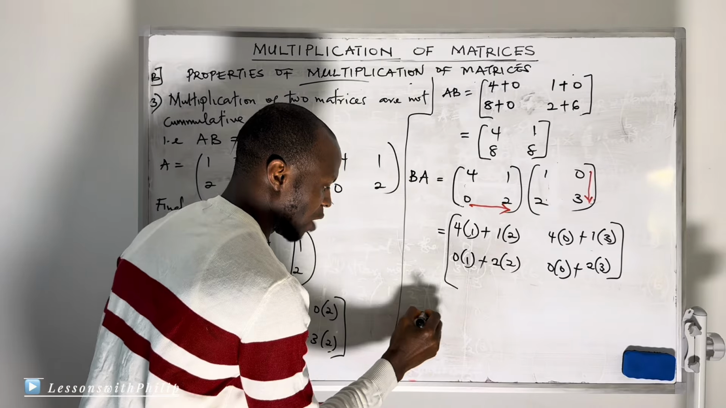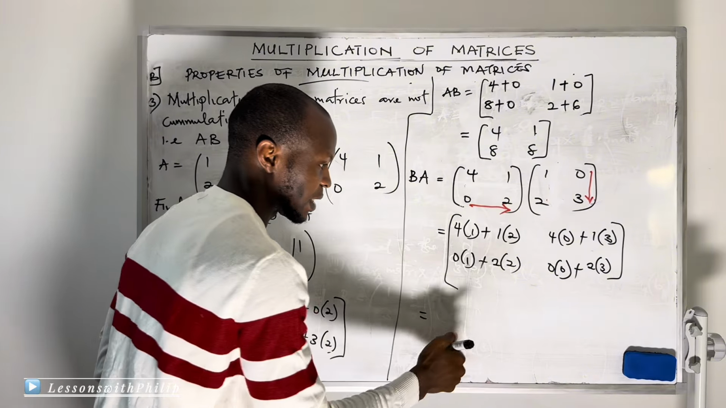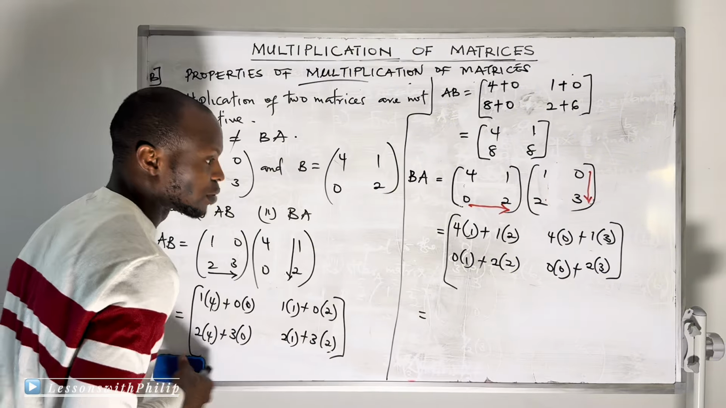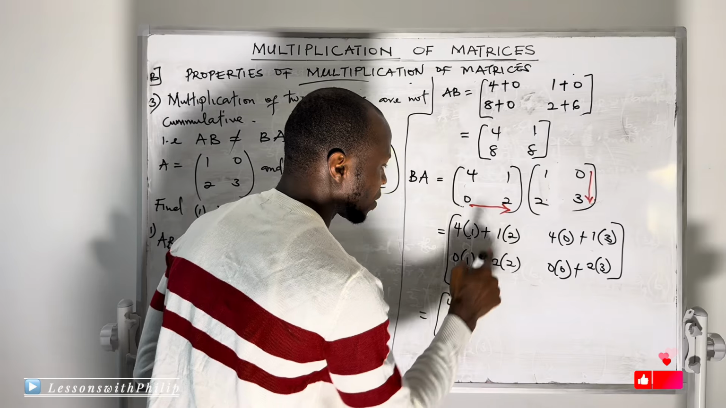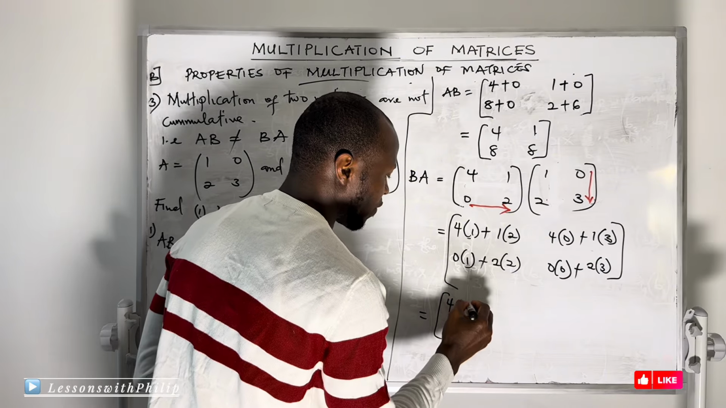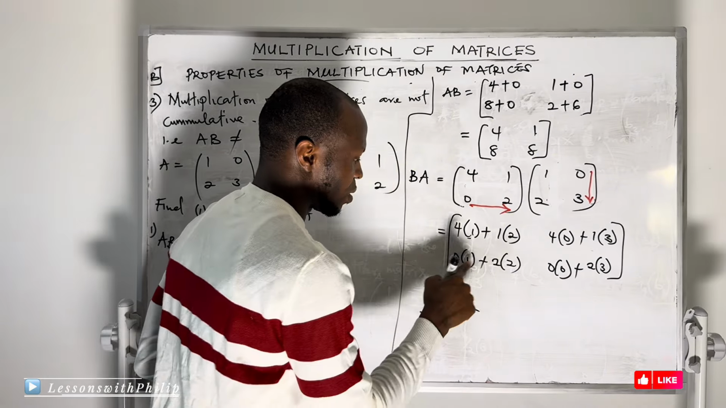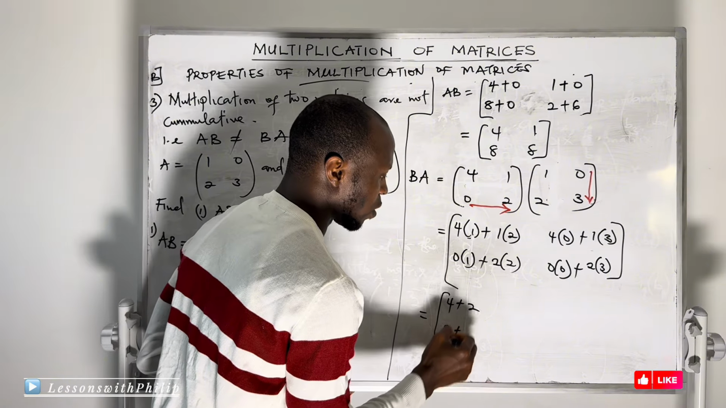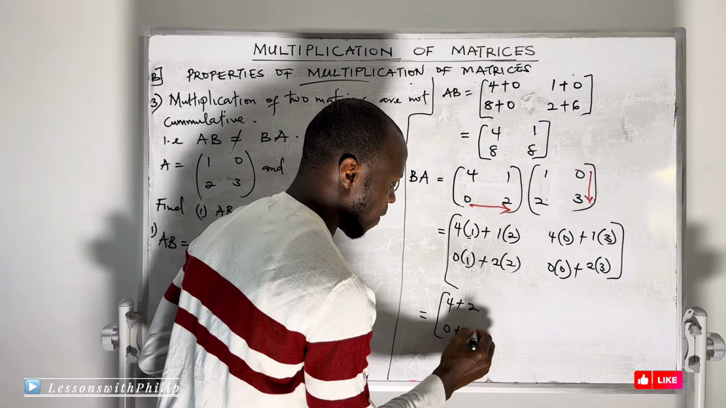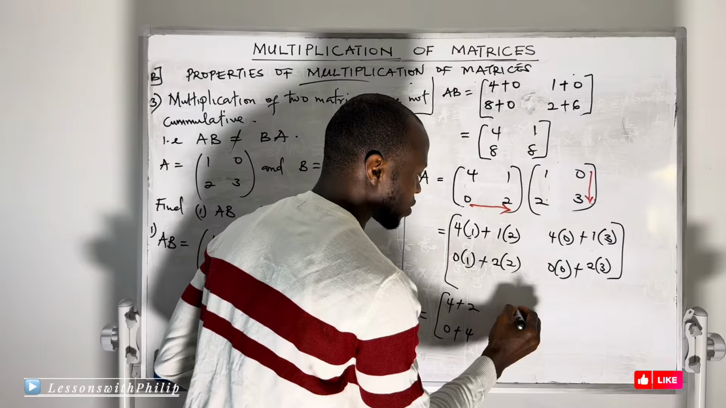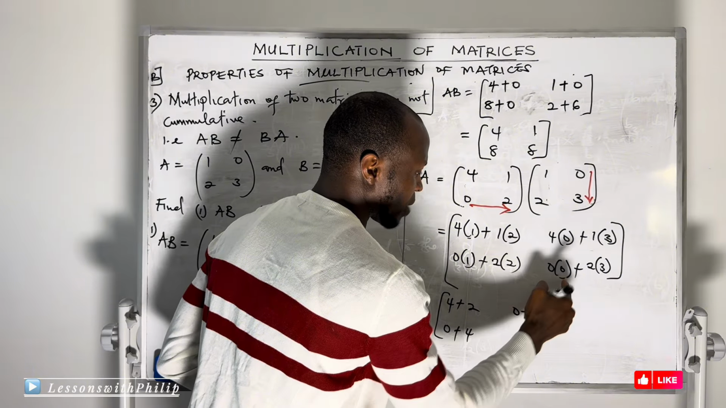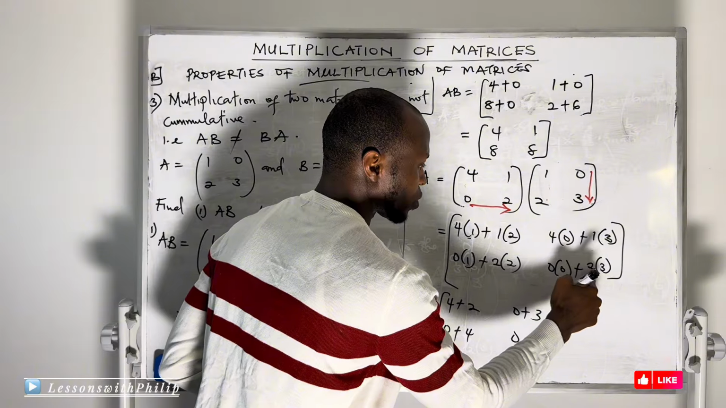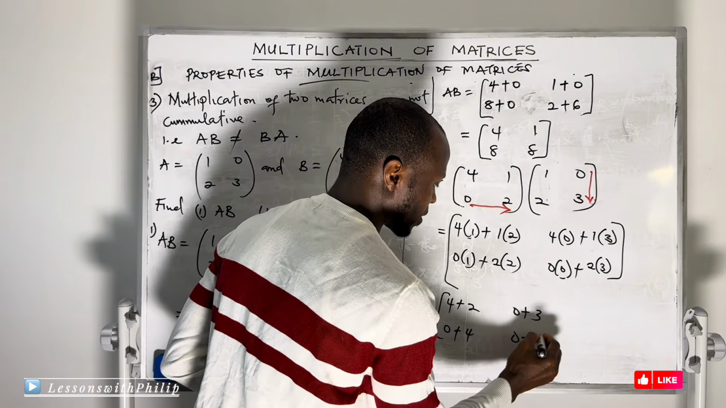Okay? And that will give us, can we open the bracket? Let's do the multiplication. 4 times 1 will give us 4 plus 1 times 2 will give us 2. All right? 0 times 1 will give us 0 plus 2 times 2 will give us 4. Okay? 4 times 0 will give us 0. 1 times 3 will give us 3. That is plus 3. 0 times 0 will give us 0 plus 2 times 3 will give us 6.